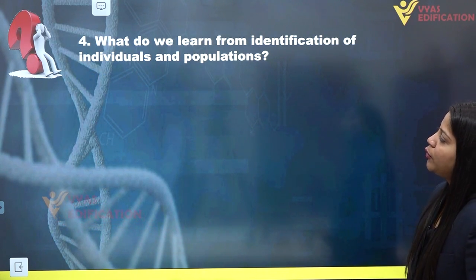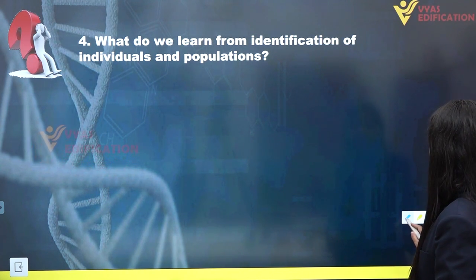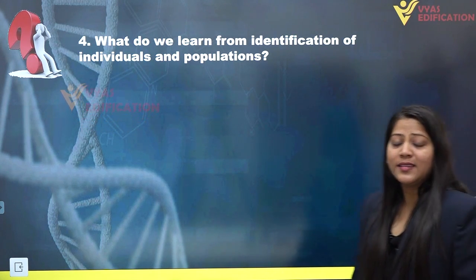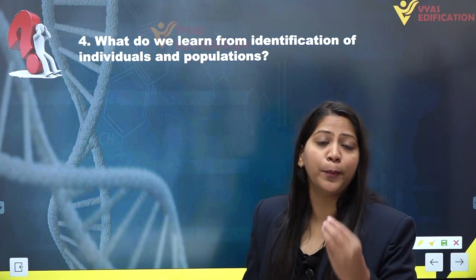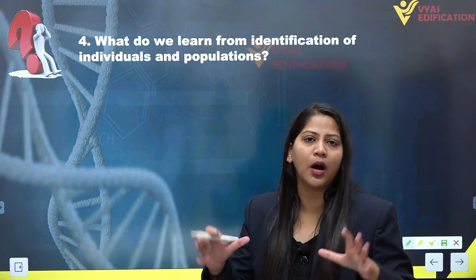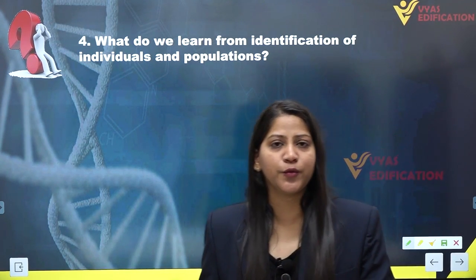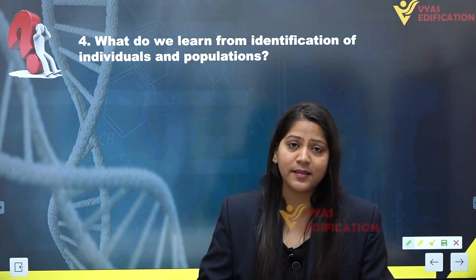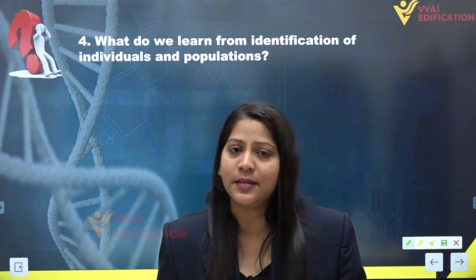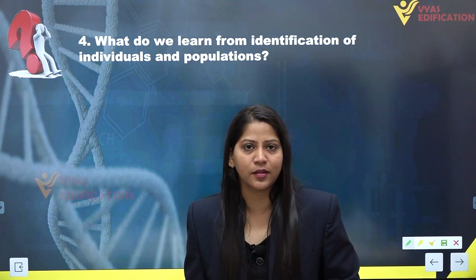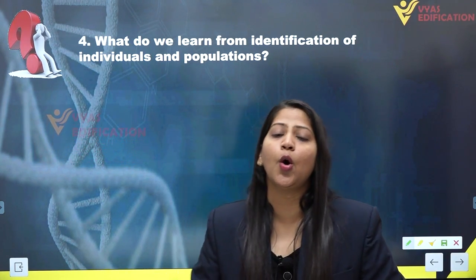Now question number 4, what do we learn from identification of individuals and population? This actually helps us and allows us to put any certain organism into a group. Now the answer goes like this. When we try to study and understand the characteristics of any individual, we shall find similarities and dissimilarities of that particular organism within the population and between different organisms.